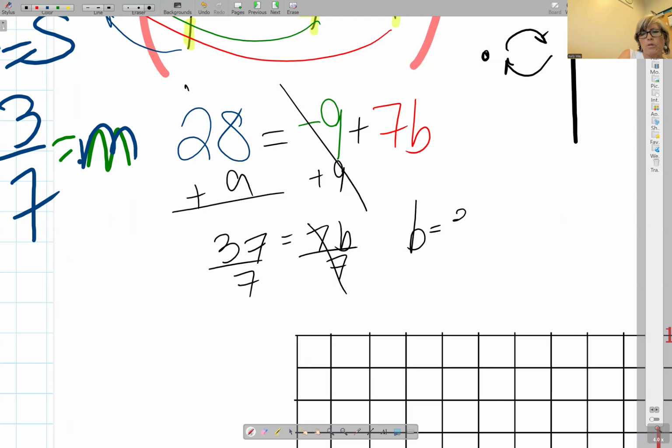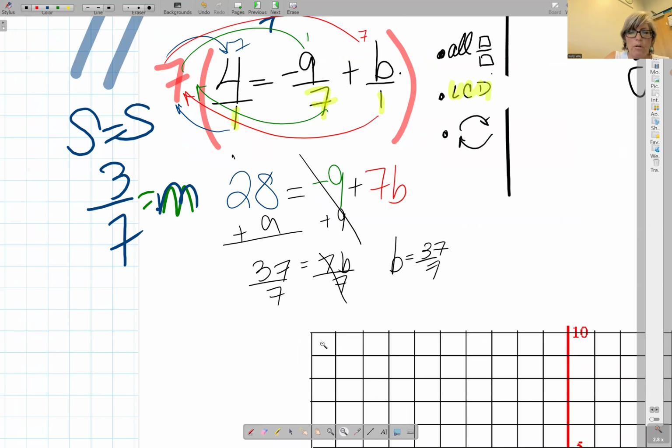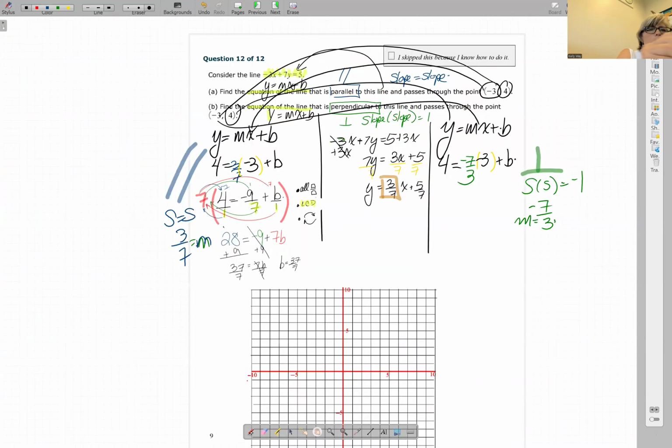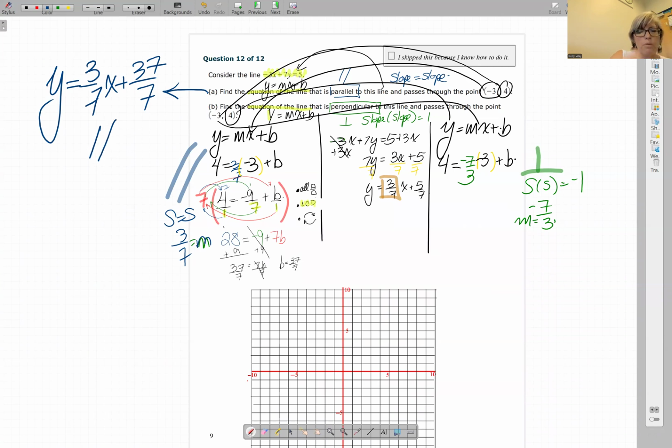So b equals 37/7. Your final version, therefore, of the parallel is going to look like this. I'm going to bring it over here. And it's going to be y equals 3/7x plus 37/7. That's that version. That's the parallel version. And ALEKS prefers improper fractions. Do not change that to a mixed number.